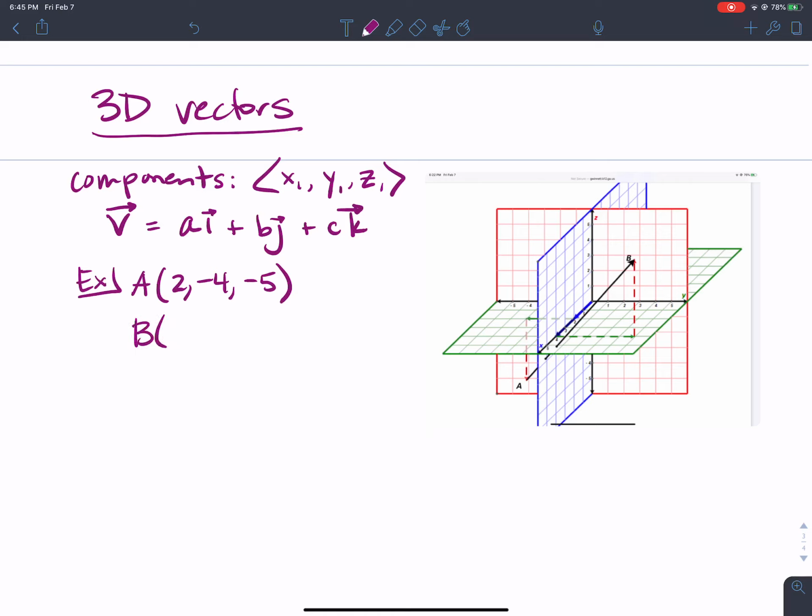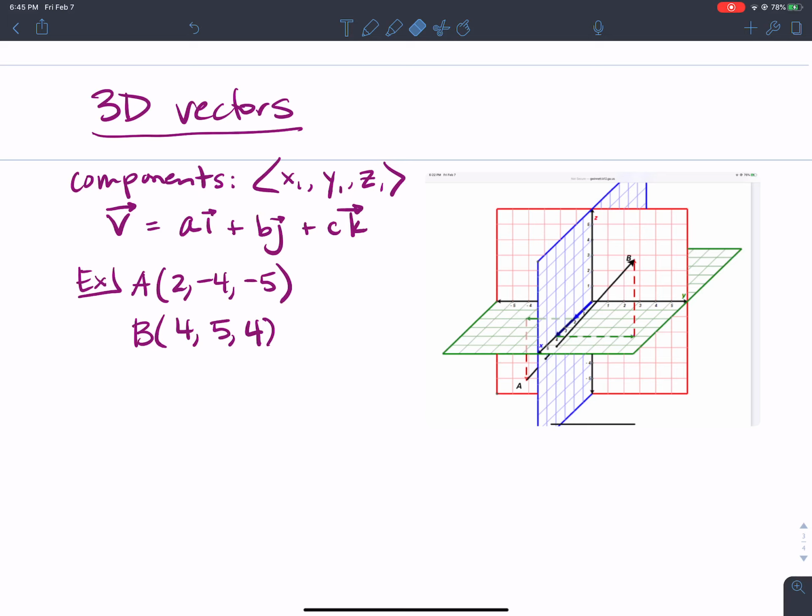Point B is going out 4 on the x. It's going to the right 5. And it's going up in the air. This many. We'll just take a stab in the dark and say that that's about 4. It's hard to tell in 3D, so this is part of why we don't try to draw in 3D, but that looks like it's about 4.